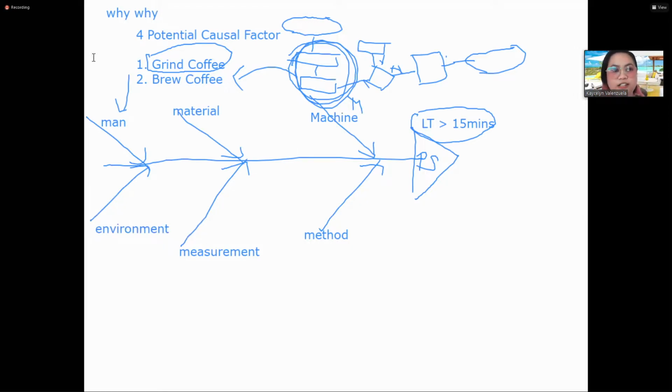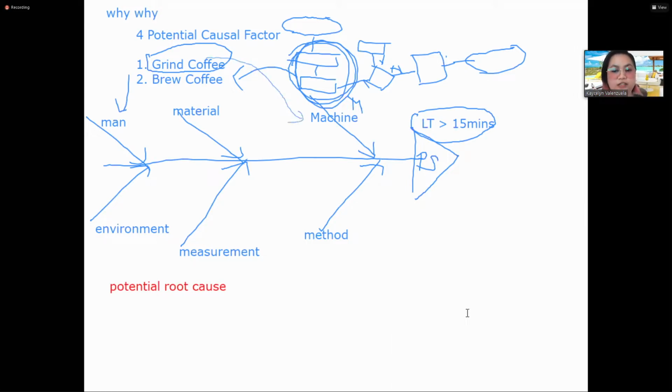Step 1, kumuha ka ng potential causal factor. Ito yung process ng root cause analysis. So pagdating sa grind coffee, pag i-fishbone ko na siya, kukunin ko yung potential root cause, tama? So, sa grind coffee, in terms of machine, ano kaya yung naging dahilan kung bakit yung pag-grind ko ng coffee resulted to greater than 15 minutes?